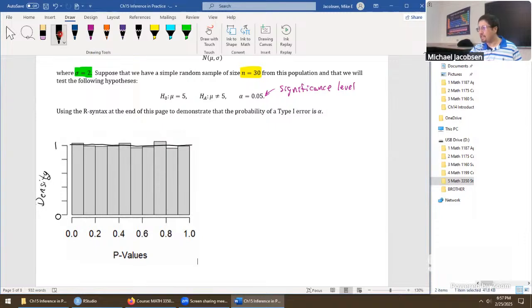And now, next thing we can add here is this tick mark. This tick mark is right at 0.05, which is equal to alpha. So we can draw a vertical line segment going up this way. And we want to consider this area right here.